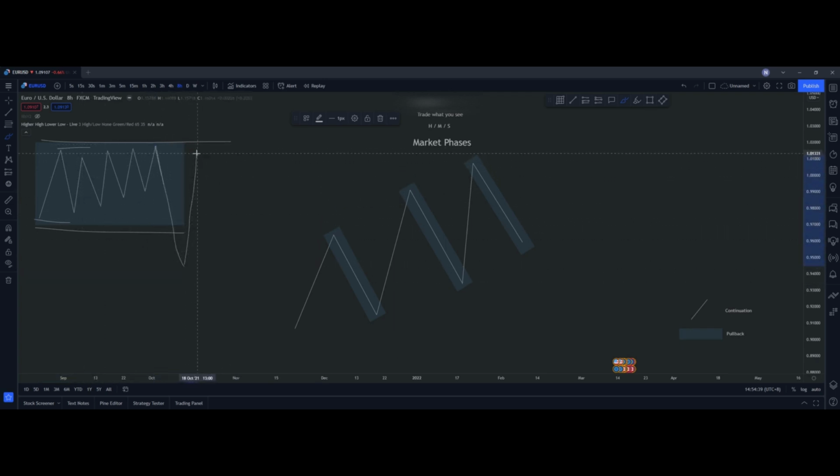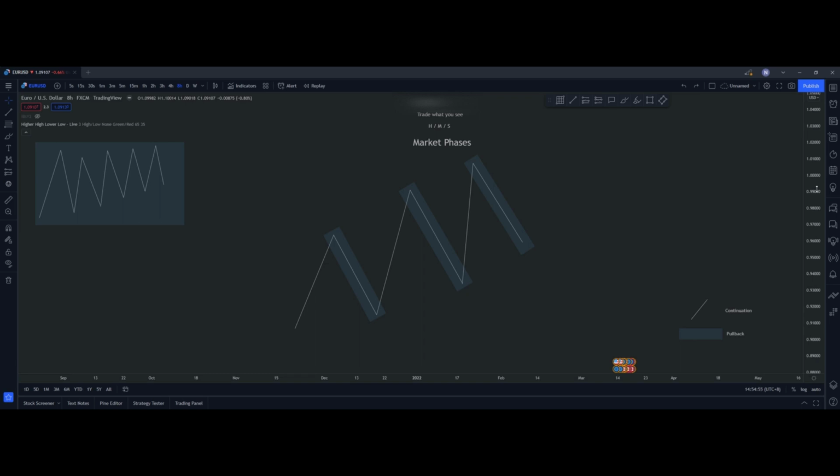Now we're bearish in this instance and we just continue and look for a trade here, right? So these are the three main phases that I want to get across: try and understand what phase we're in. Are we in a continuation phase? Are we in a pullback phase? Or are we in a consolidation phase?